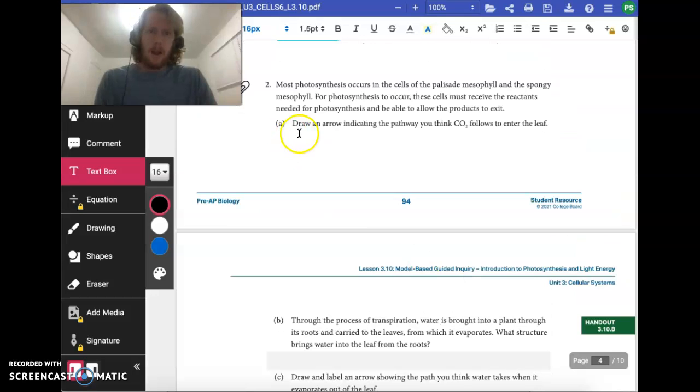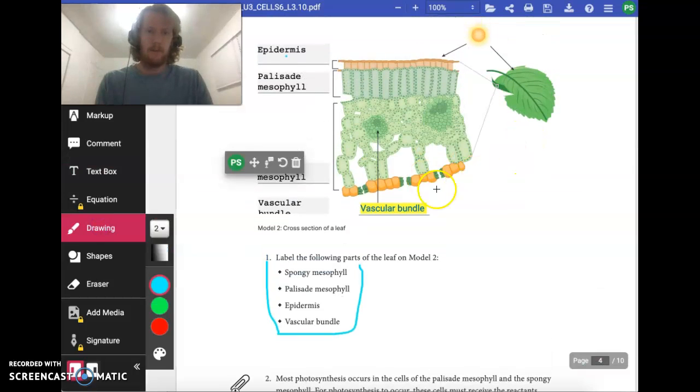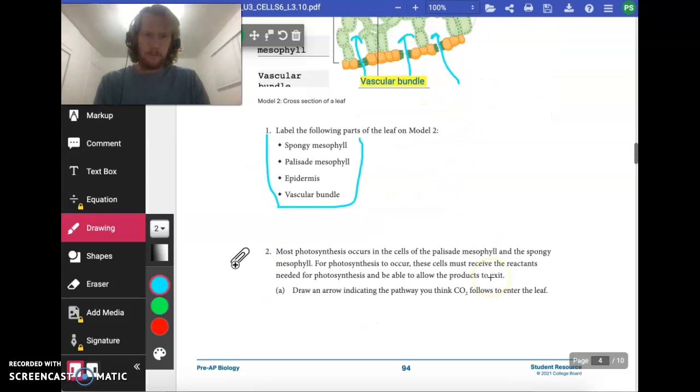All right, so draw an arrow indicating the pathway you think that CO2 follows to enter the leaf. So we need CO2 for photosynthesis. So we're going to have it going in through the stomata here. Okay, so these openings, CO2 comes into the leaf through those.